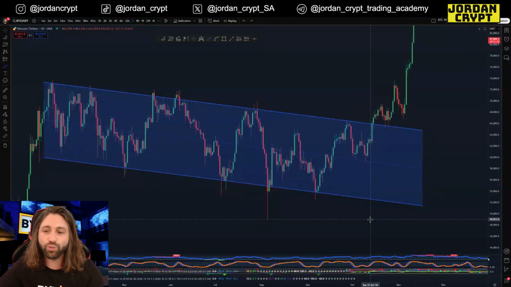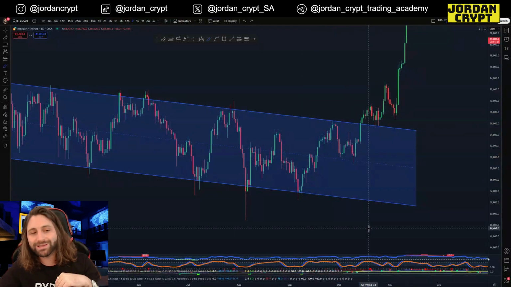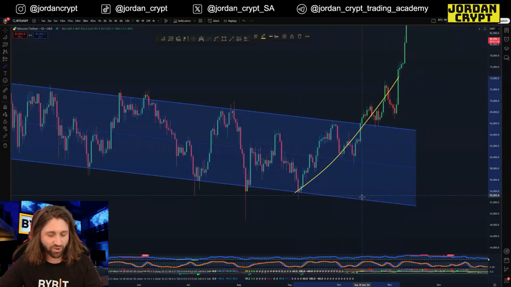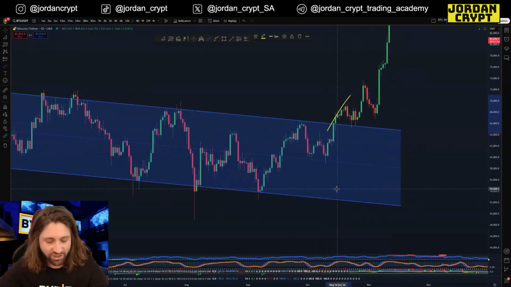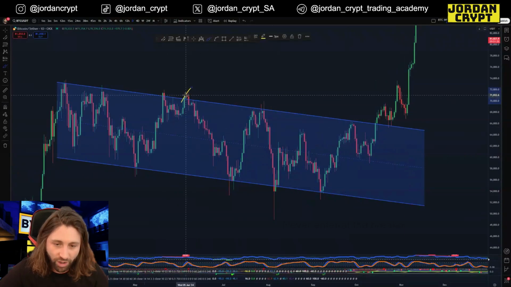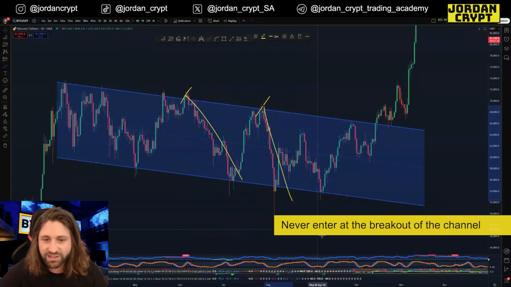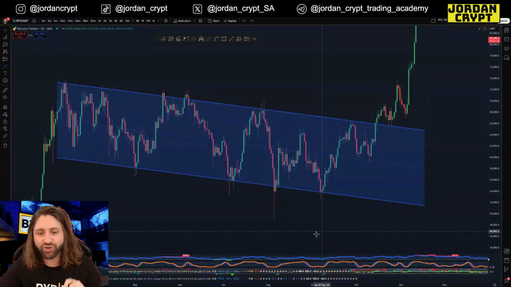But if you were looking for confluence on keeping your trade open, or if you were wanting to FOMO into this trend in a risk managed way, of course, you do not enter at the breakout. We can see here, entering at the breakout would have gotten you wrecked, and we see this all over the charts. Breakout trading is a dangerous way to trade.